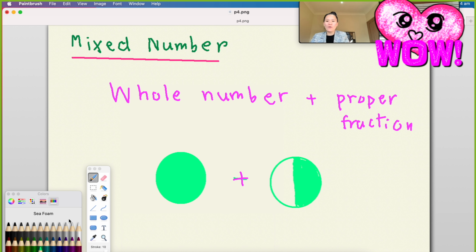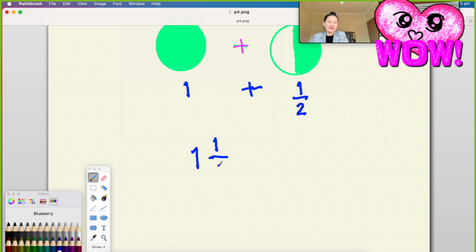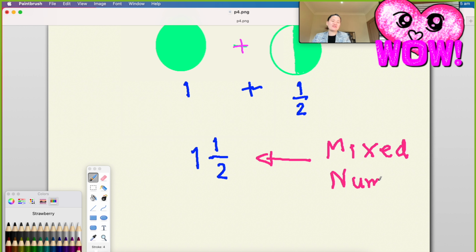So one is your whole number. All of this one is like 1, and then you plus half, which is 1 over 2. So it is 1 and 1 over 2, or 1 and a half. This one we call a mixed number. Does it make sense? We call this one a mixed number.